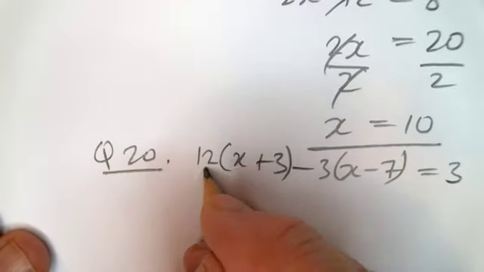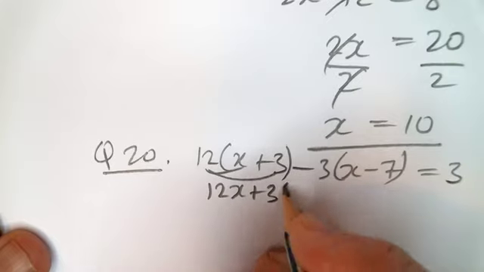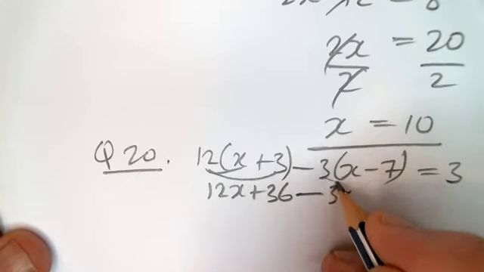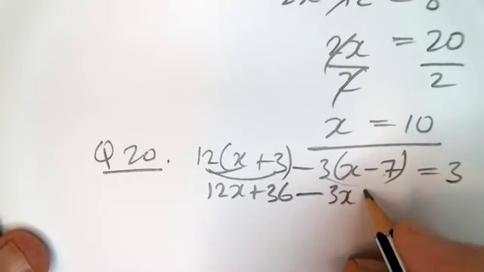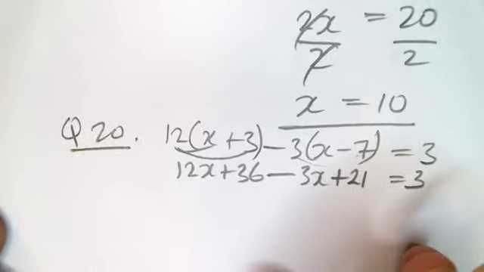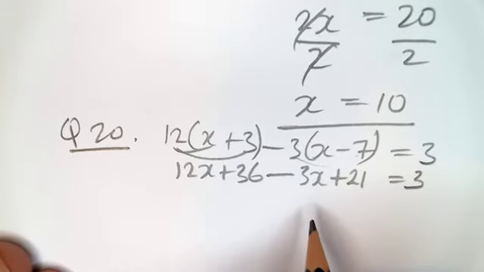So 12 times x is 12x. 12 times 3 is plus 36. Minus 3 times x is minus 3x. Minus 3 times negative 7 is going to be plus 21, and that is equal to 3. All right, well, we can collect like terms pretty easily here, really. Let's get all the knowns on one side and all the unknowns on the other.